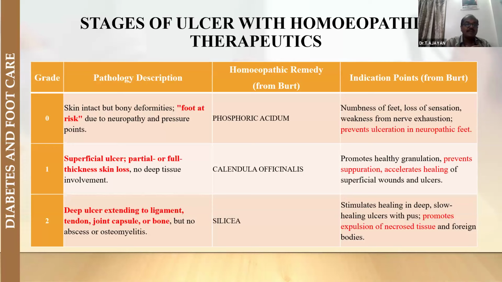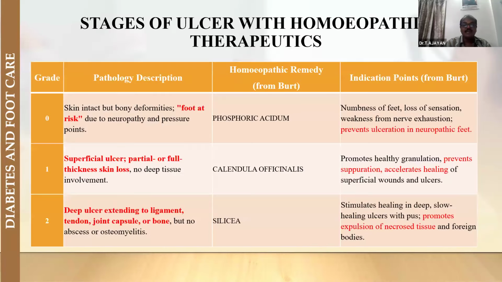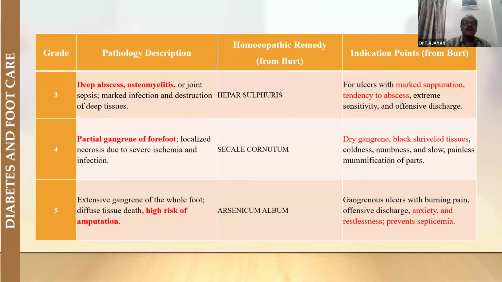The deep ulcer extends to ligament, tendon, joint capsule and bones; just remember grades 2 and 3. That is ischemia with infection; at that stage you remember Silicea. This is for abscesses and the like. Then deep abscess with osteomyelitis, Hepar sulphuricum; partial gangrene of forefoot, Secale cornutum; high risk of amputation, Arsenicum album.